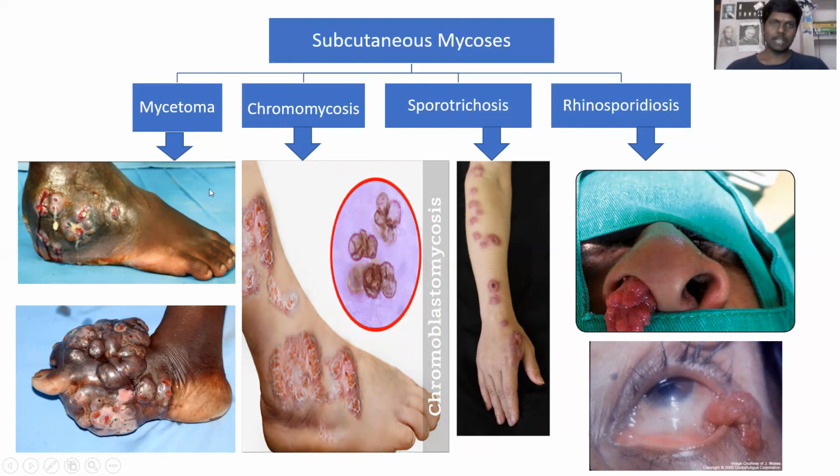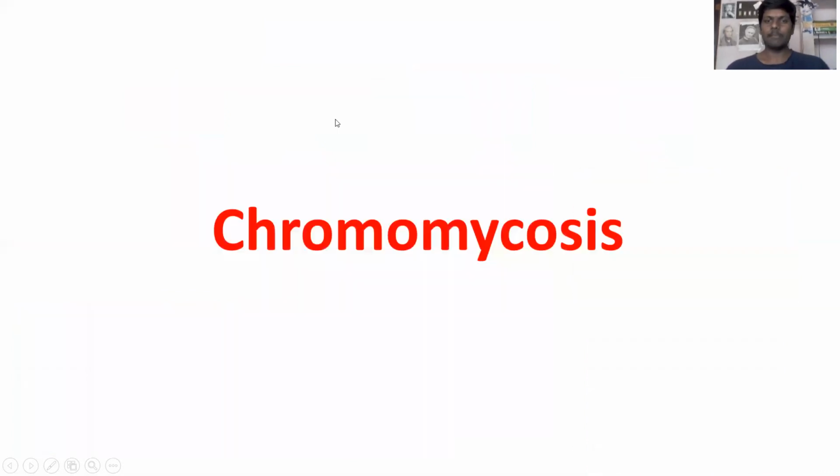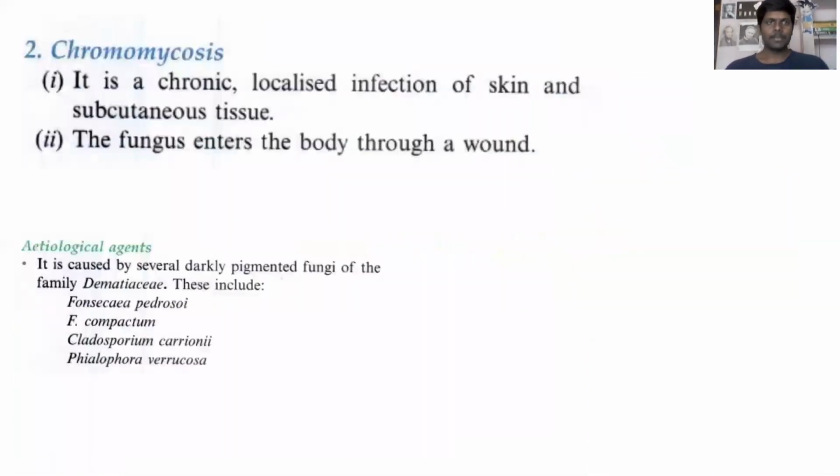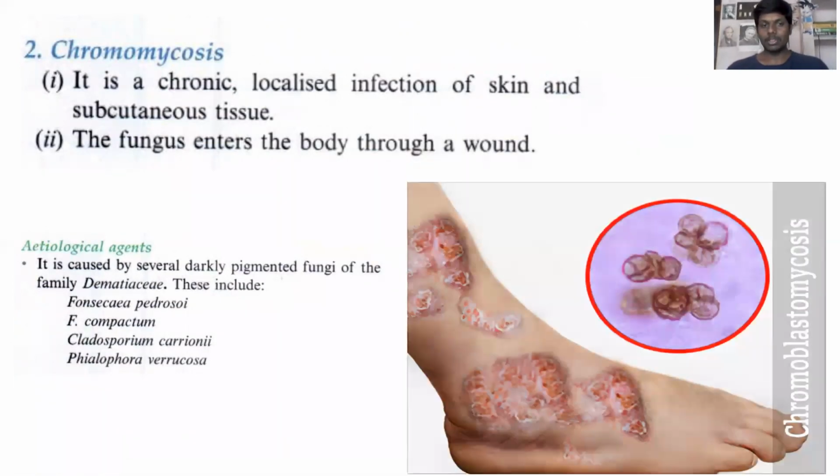So these are the four types of subcutaneous fungal infections. What are those? The first one is mycetoma, then chromomycosis, sporotrichosis, and rhinosporidiosis. First, let us see chromomycosis in detail. Chromomycosis is a chronic localized infection of the skin and subcutaneous tissue. The fungus enters through a wound. This is how chromomycosis looks.